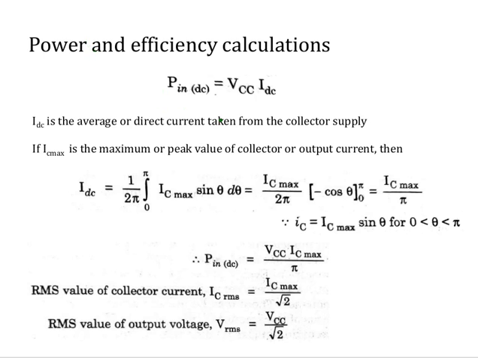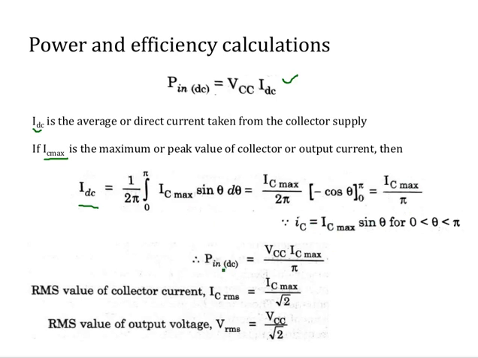For a simple class B amplifier, input power is again VCC into IDC. What is IDC? IDC is the average or direct current taken from the collector supply. If IC max is the maximum or peak value of the collector or output current, then what is IDC? It is a half wave rectified waveform. Therefore, you will get it as IC max by pi.